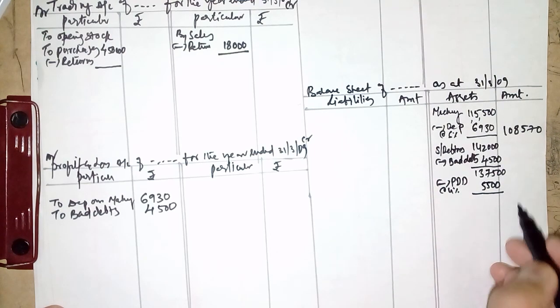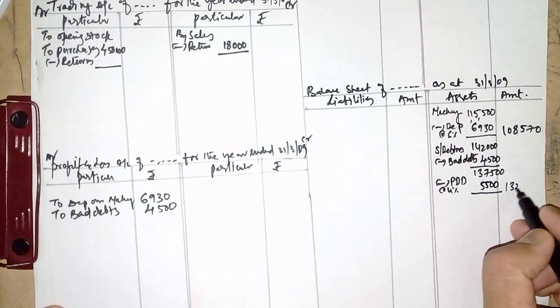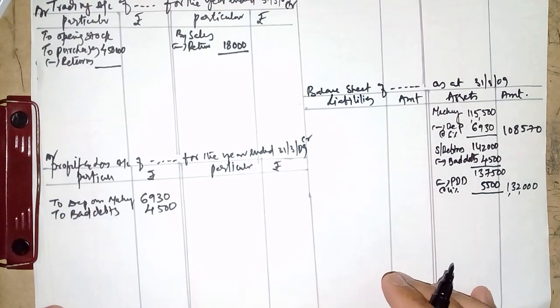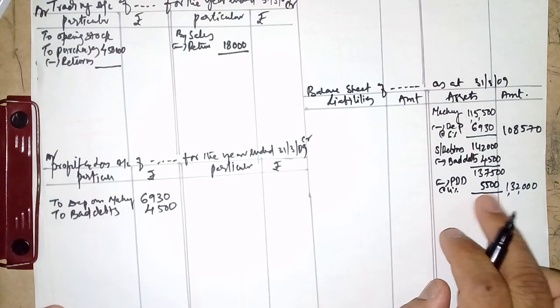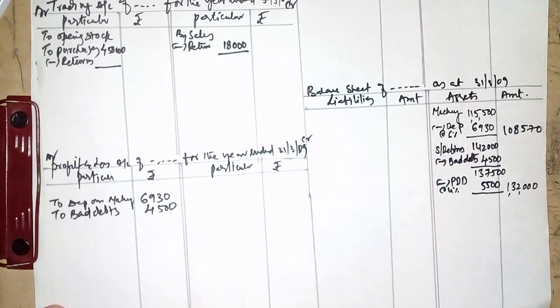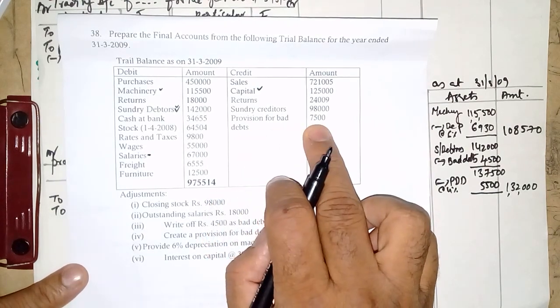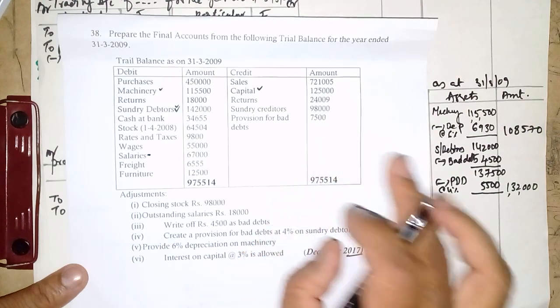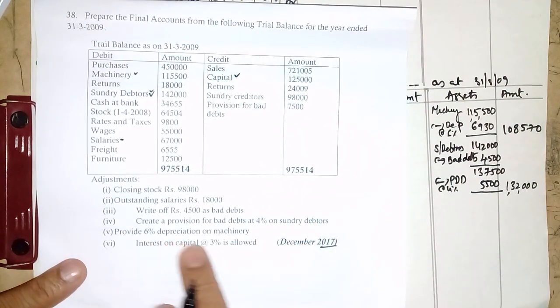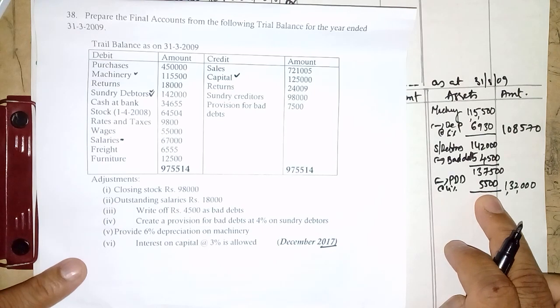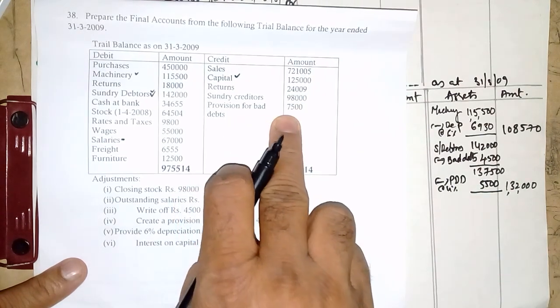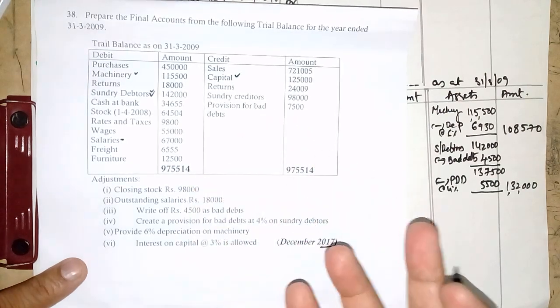So 5,500, and the resultant figure I will write here: 5,500 minus 1,37,500. So 1,32,000 is the debtors. But the new provision, how much have we calculated? 5,500. And we must see that there is already an existing provision given in the question. The existing provision is 7,500. So what is happening here? We have calculated that our new required provision is 5,500, whereas already we have created 7,500. So the existing provision is more.